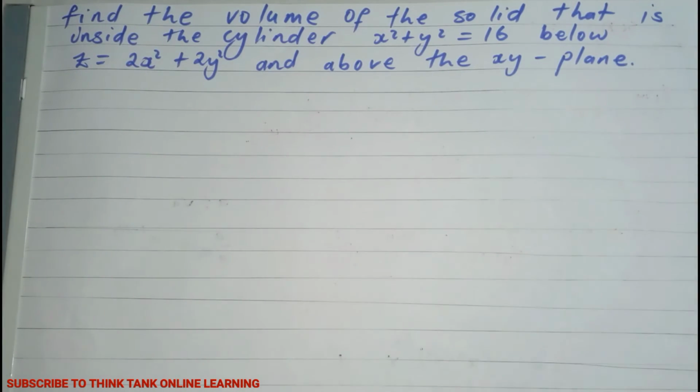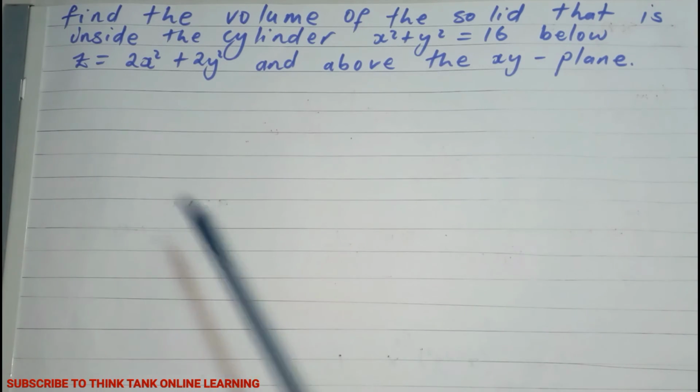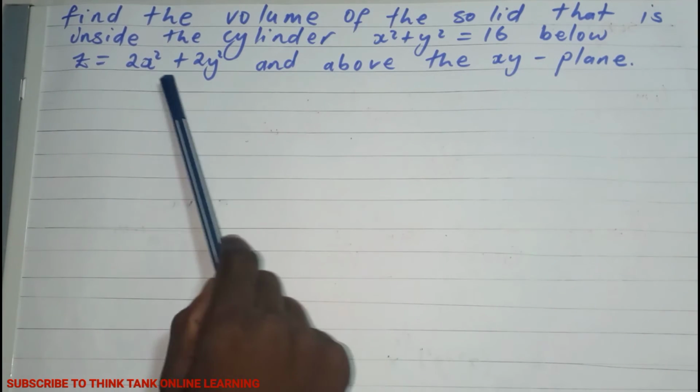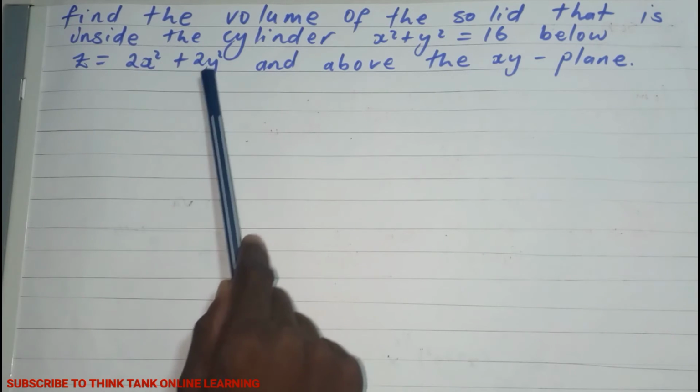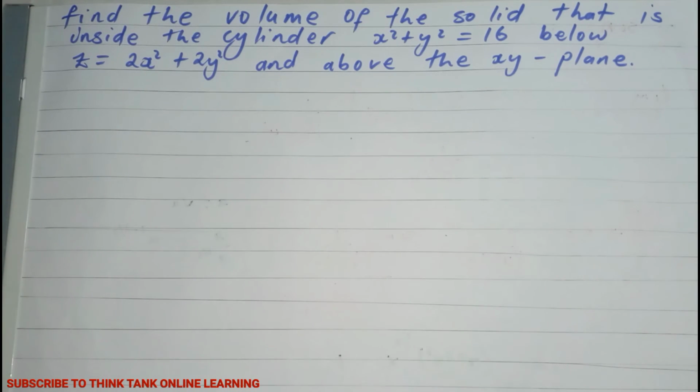Okay, so this is another question on cylindrical coordinates. After that we go to spherical coordinates, and we are going to combine shapes. So we have cones and spheres combined together, or a cylinder, cone, and sphere. Now given this problem: find the volume of a solid that is inside a cylinder, and below z equals 2x squared plus 2y squared, and above the xy plane.